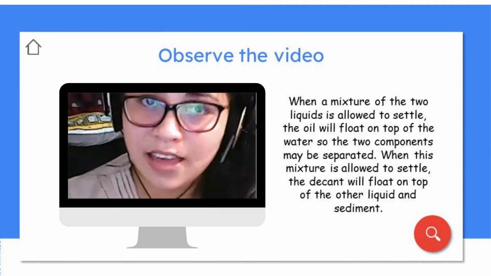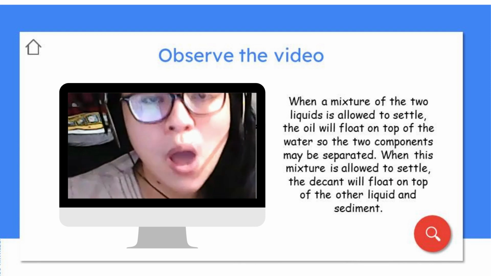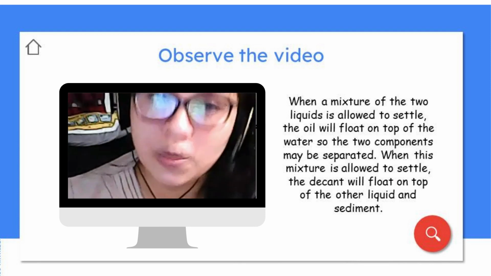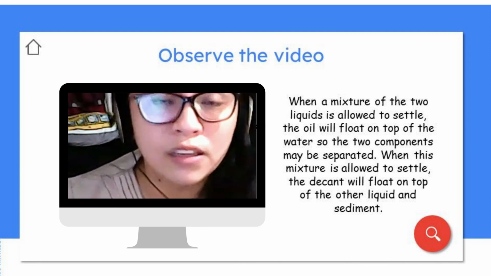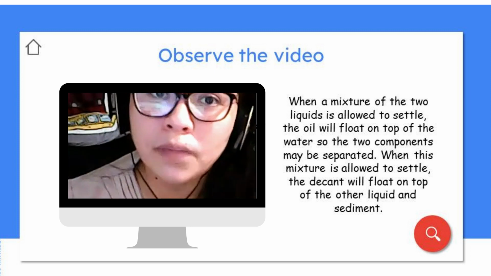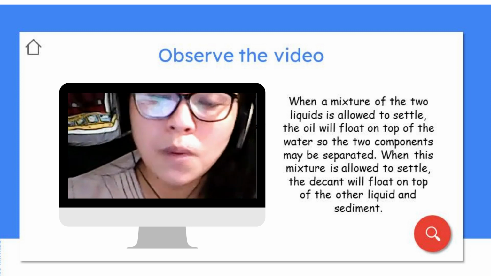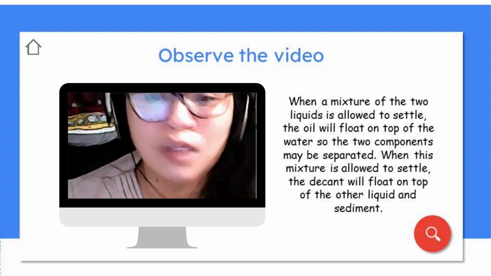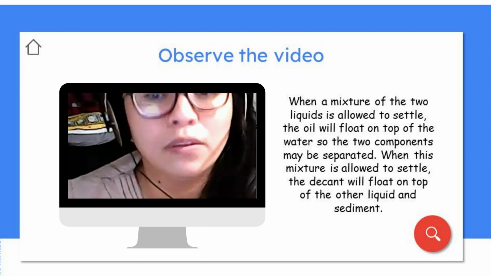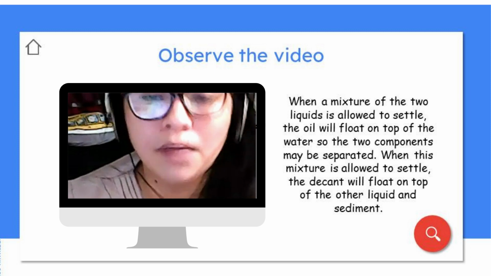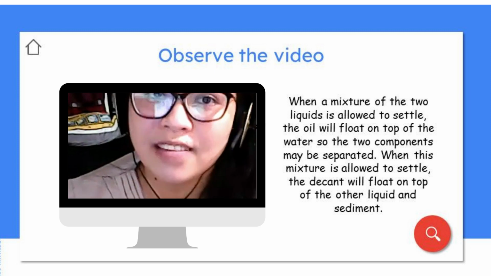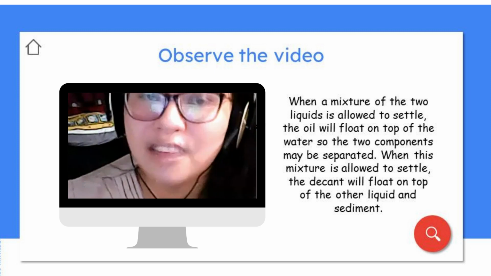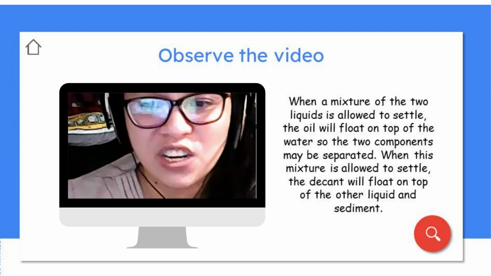And now as you can see and observe in our video, when the mixture of two liquids is allowed to settle, the oil will float on top of the vinegar, so the two components may be separated. When the mixture is allowed to settle, the decant will flow on top of the other liquid and settle. And that is the process of decantation.